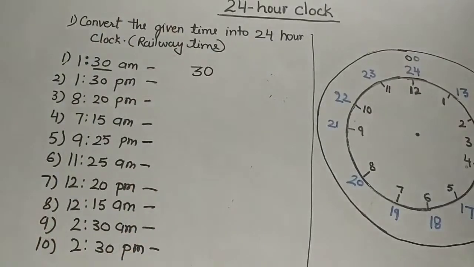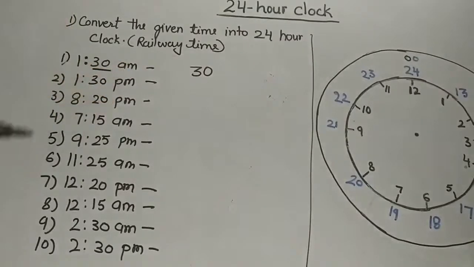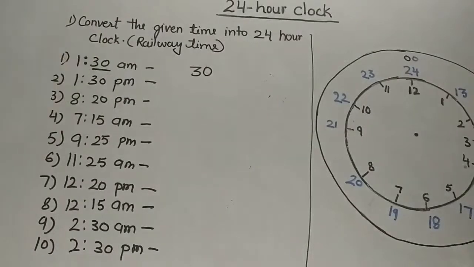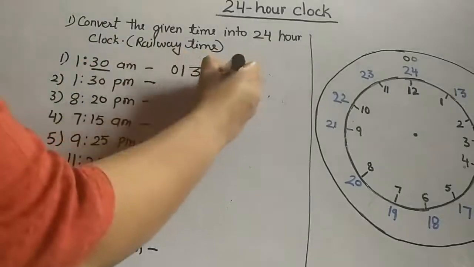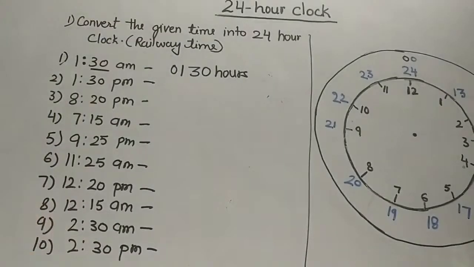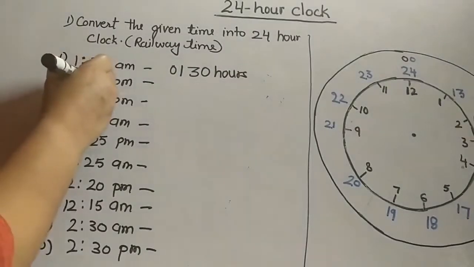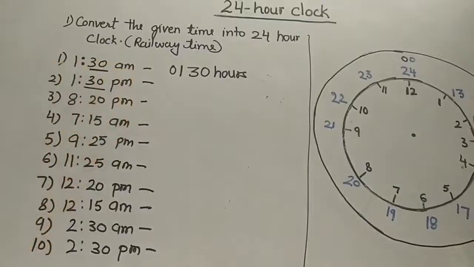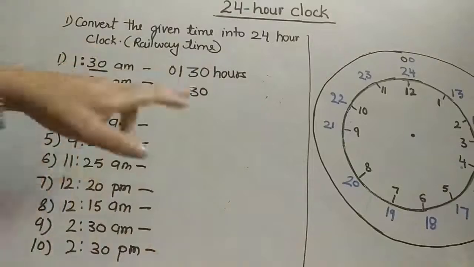Now, if the time is given with AM, we do not change the value of hours also. So we will write 01 and the unit will be hours. 0130 hours. Now, the condition will be the same. After the colon, minutes are there. We do not change the value of minutes. So, we'll copy minutes to the right side.